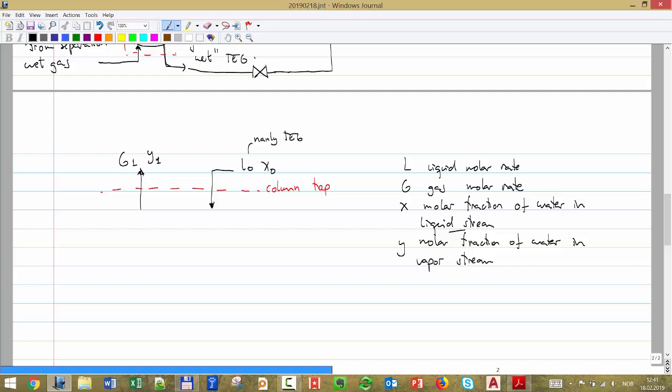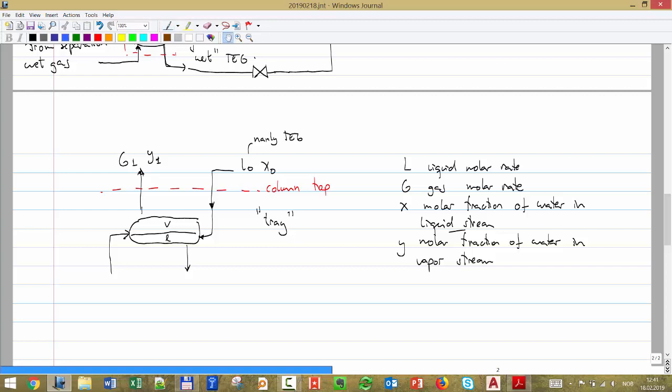Now, the way the column works is like if it was a collection of separators. That's the approximation we make, and that's actually very close to how the column works. We have a separator where we have simply a liquid phase and a vapor phase. We take the vapor out for the top, and the liquid, we take it down. So that's what we call a stage, or that's what we call also a tray. Like a tray when you carry your food.